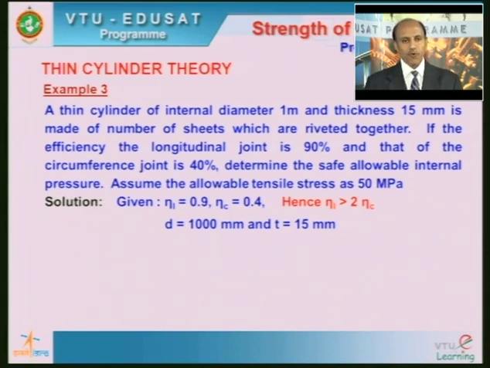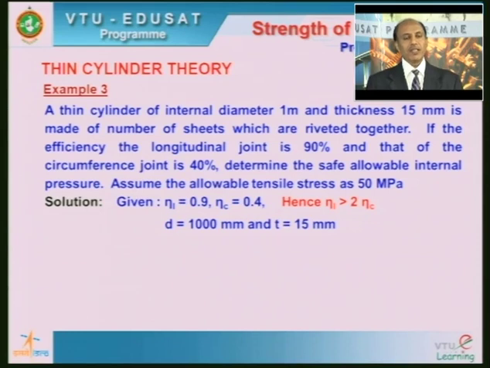In this case, the efficiency of the longitudinal joint is 0.9 and the efficiency of the circular joint is 0.4. So, we compare the efficiency of the longitudinal joint with 2 times the efficiency of the circular joint. The value of eta L is more than 2 times eta C. So, what does that mean? The longitudinal joint is stronger than the circular joint, so the critical joint would be the circular joint. If the circular joint is the critical joint, the stress acting perpendicular to it is the longitudinal stress. You need to understand this concept.